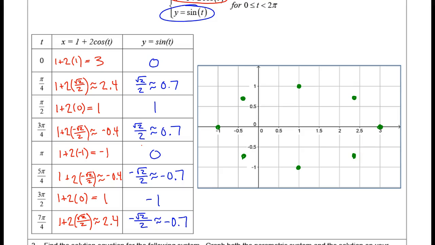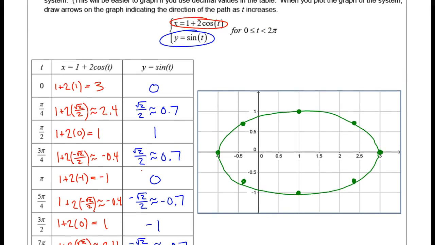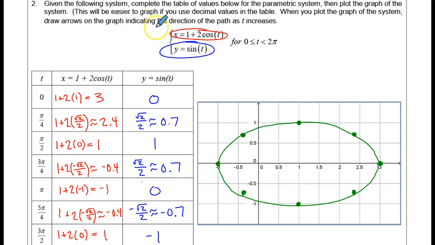So now that my points are plotted, I can sketch the solution curve through these points and try to kind of give you an idea of what this looks like. It looks like that. That's not too bad. And the one thing I'm missing is the problem said draw arrows on the graph to indicate the direction of the path as t increases. So remember, we started here and we went this way. And then we continued this way, and continued this way, all the way back until we got to the point where we started.